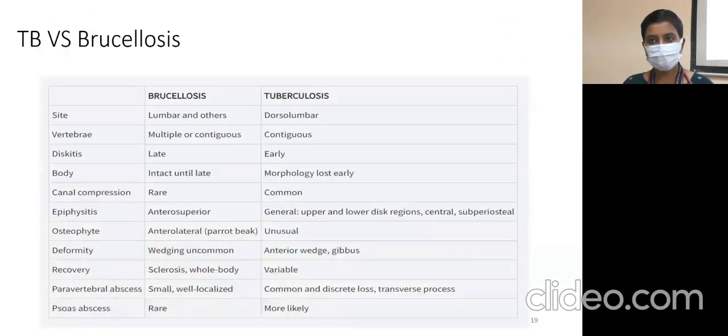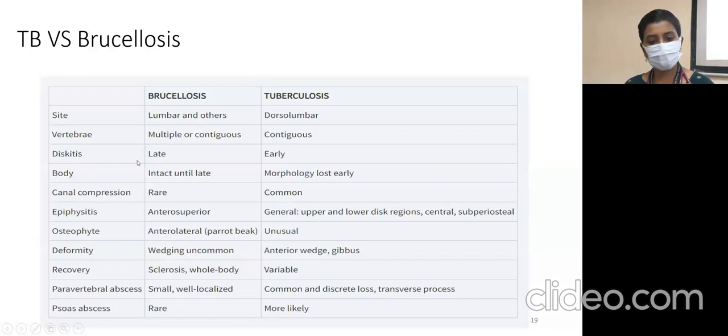So the arthralgia and arthritis picture is usually confused with TB. Clinically they cannot be differentiated, but radiologically these two can be differentiated with the following tabular column. In brucellosis, the lumbar and other spine is common; in tuberculosis, the dorsolumbar spine is common. In brucellosis, multiple vertebrae are involved; in tuberculosis, contiguous vertebrae are involved.